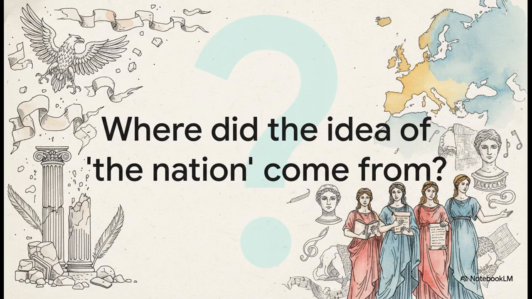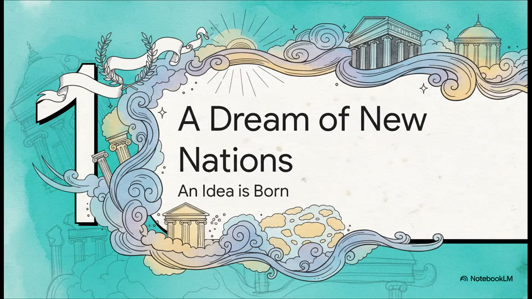So how on earth do we get from that world, a world of dynasties and subjects, to the one we have now, a world of nations, united by things like a shared culture, language, and history? Where did this revolutionary idea even come from? Okay, let's dive into our first section, a dream of new nations, because that's how this powerful idea started. It wasn't a political plan.